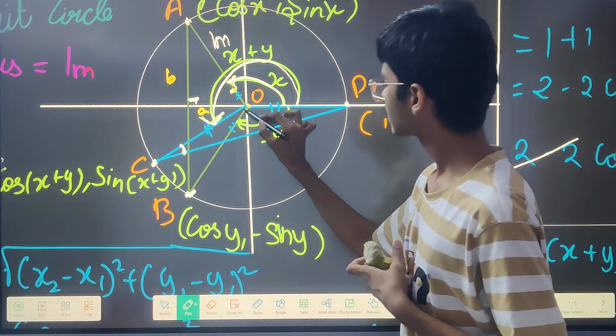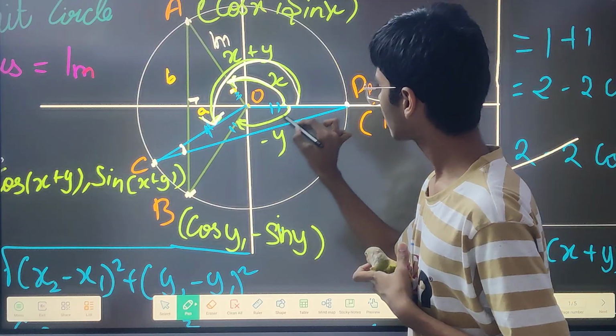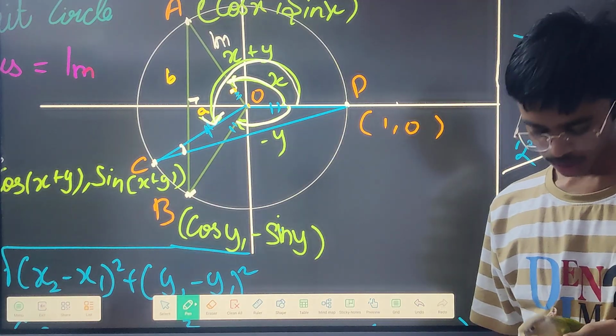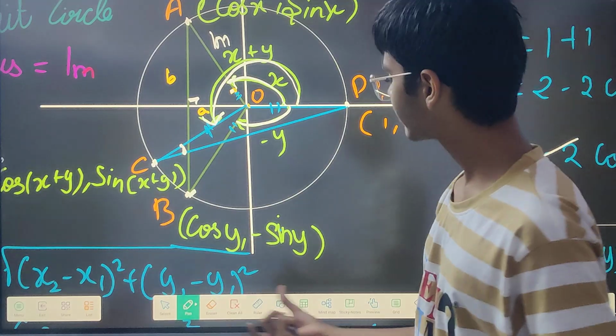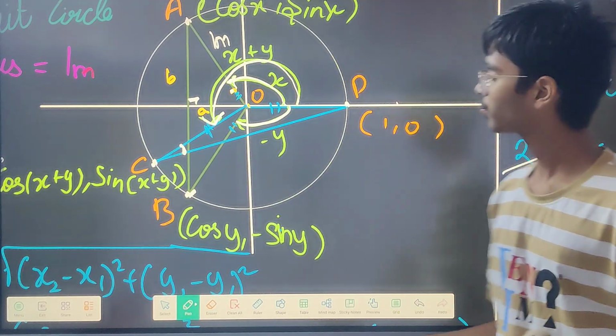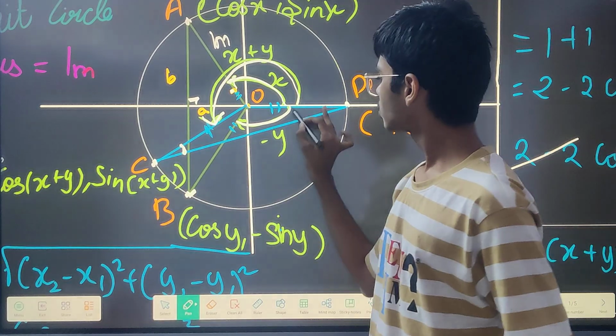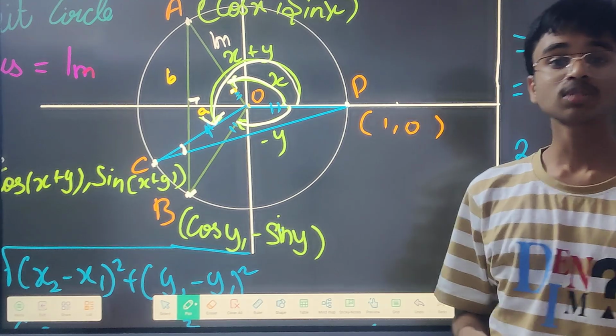Then how about for this line? This point can be said to be cos of minus y. So what is cos of minus y? Cos of minus y can also be said as cos y itself, because it is an even function. And also the sine, yes, it is minus sine.